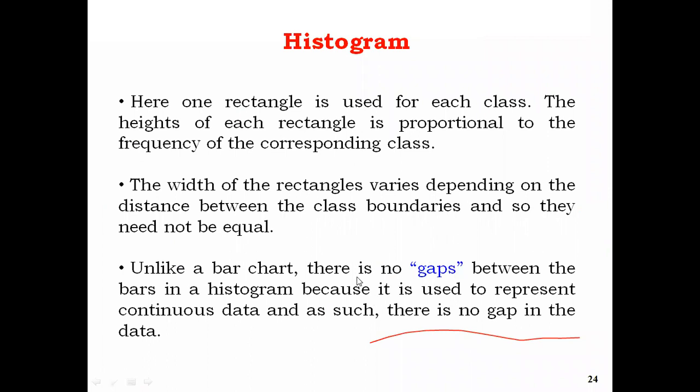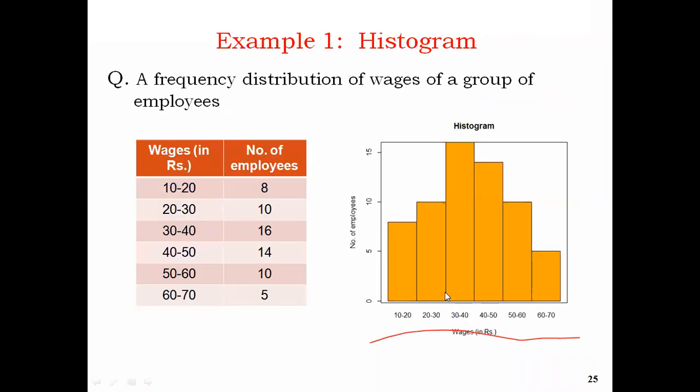So that's why there are no gaps. Okay, there are no gaps. Now you see example number 1, a frequency distribution of wages of a group of employees. So here it is given. With the help of this data, you represent this histogram.